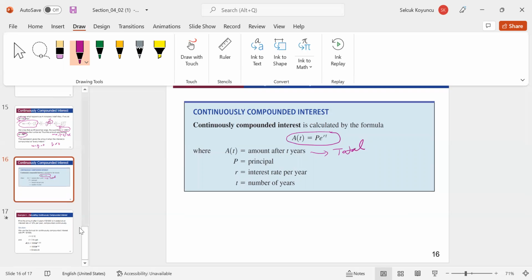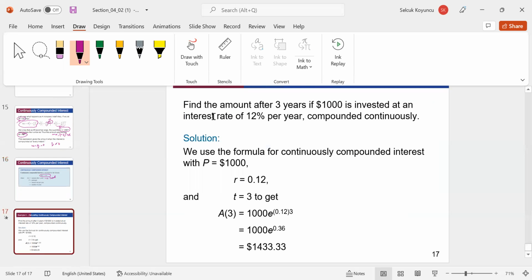Okay, now let's look at an example. Find the amount after 3 years if $1,000 is invested at an interest rate of 12% per year, compounded continuously. When you see this, you're not going to use the compound interest formula. You're going to use the continuously compounded interest formula, which is A equals P times e to the rt. P here is 1,000, and r is 12%, which you can write as 12 divided by 100, which is 0.12. And t is 3 years.